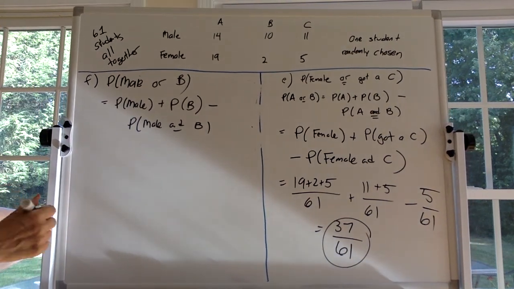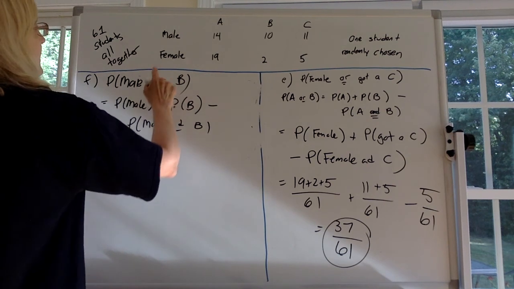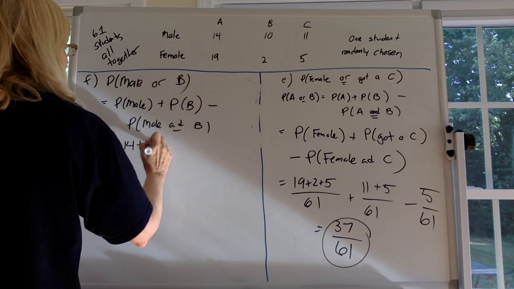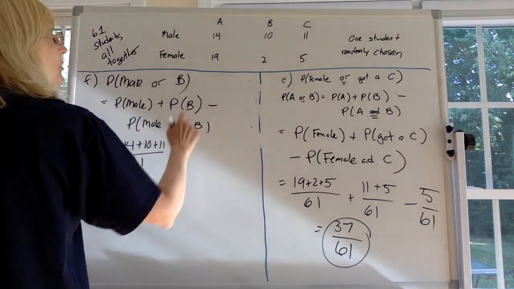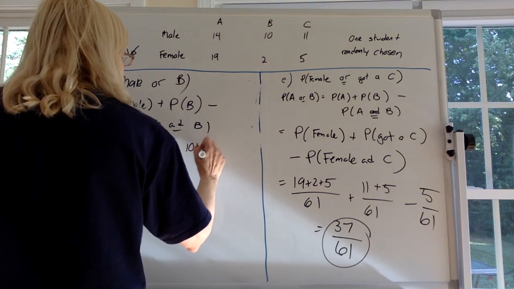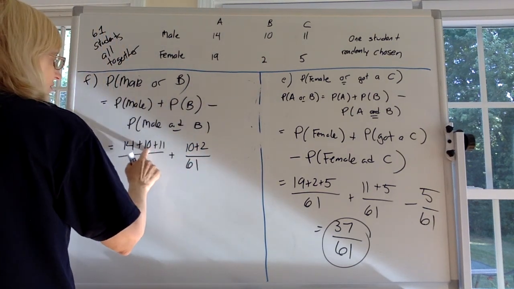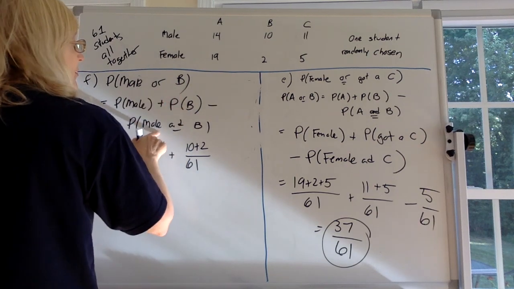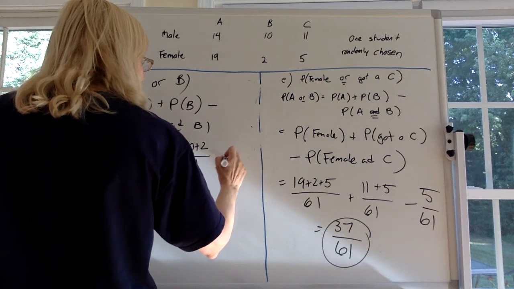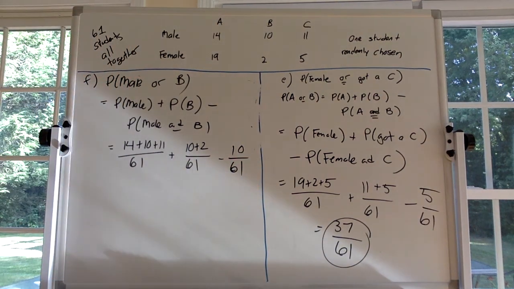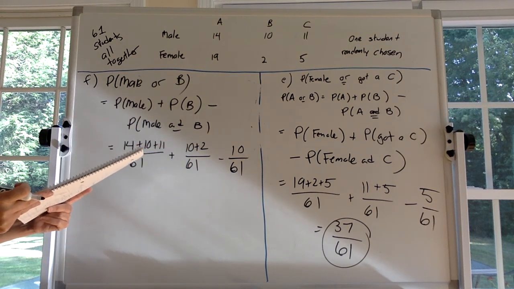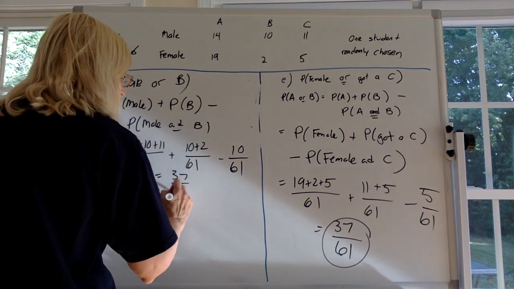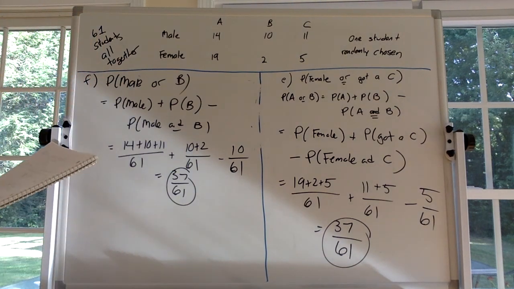Okay, so let's see. Probability of male is 14 plus 10 plus 11 over 61. Those are all the males. Plus the probability of a B, or these two guys, right? 10 plus 2 over 61. But if you notice, the 10 is counted twice, so we don't want that. So the probability of male and a B, well, that's where that 10 comes in. So if you do your calculator, 14 plus 10 plus 11 plus 10 plus 2 minus 10, let's see, you get 37 over 61 again. Okay, so that's part F.